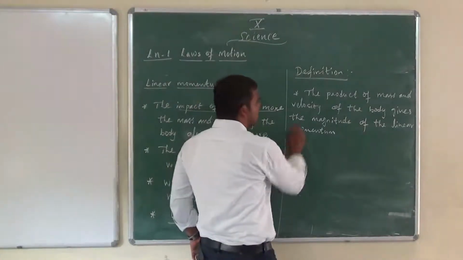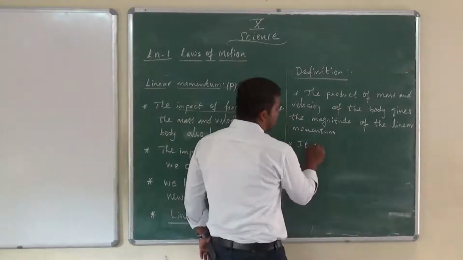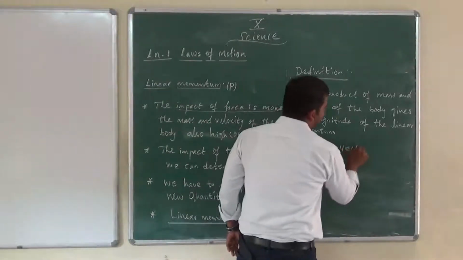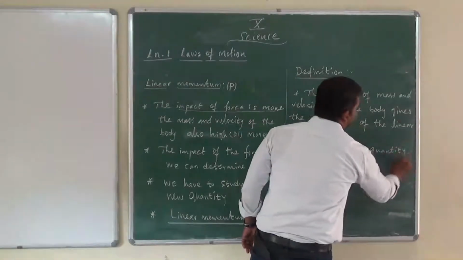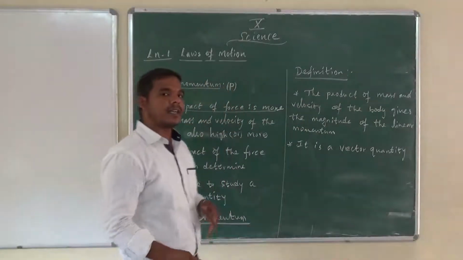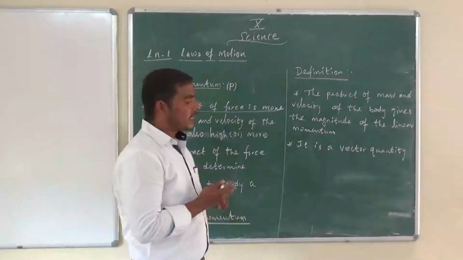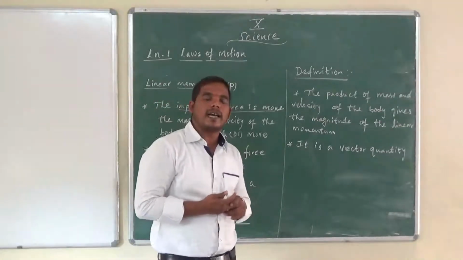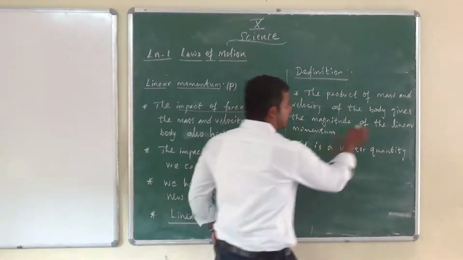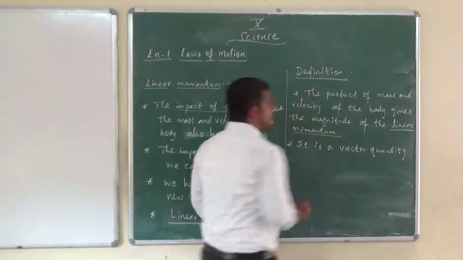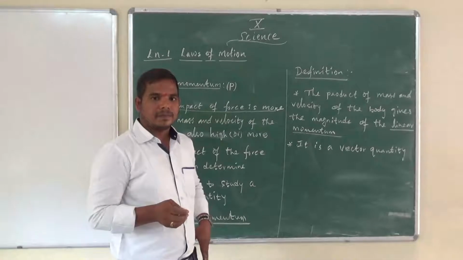So next, this is a 2 mark question. Another one, the next 1 mark question: it is a vector quantity. I hope you know vector and scalar quantity. Just let me recall, scalar means the quantity has only magnitude. Vector means it has both magnitude and direction. So linear momentum is what quantity? It is a vector quantity.